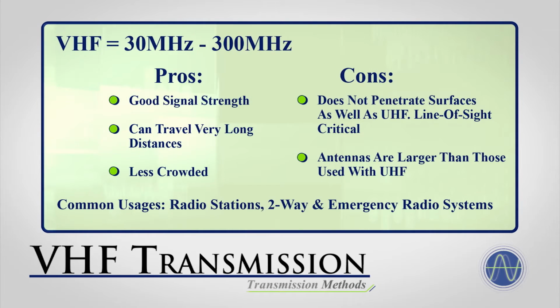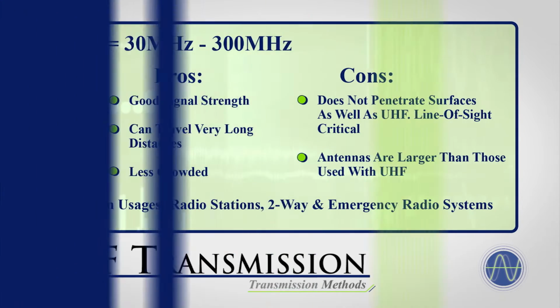VHF, or very high frequency, is the designation for radio frequencies in the range between 30 to 300 MHz. This spectrum is also commonly used by FM radio stations, two-way and emergency radios, as well as other long-range radio communications. Radio waves in VHF are much longer than those in UHF. As a result, their antennas need to be larger. Also, lower frequency signals do not penetrate solid surfaces as well as higher frequencies. Thus, line of sight becomes even more critical in VHF systems.